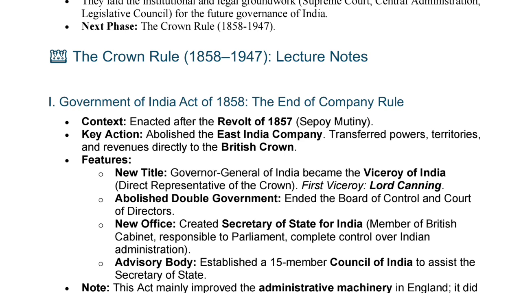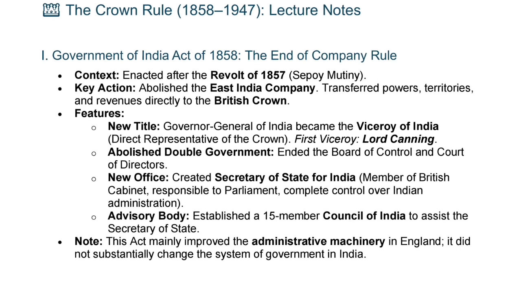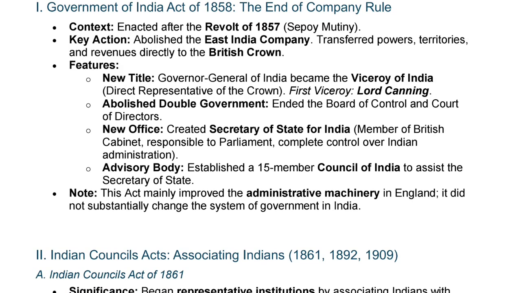Lecture Notes. Government of India Act of 1858, the end of company rule. Context: enacted after the revolt of 1857, Sepoy Mutiny. Key action: abolished the East India Company. Transferred powers, territories, and revenues directly to the British Crown.